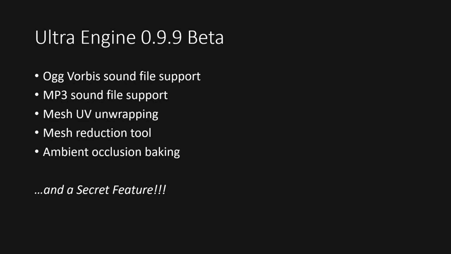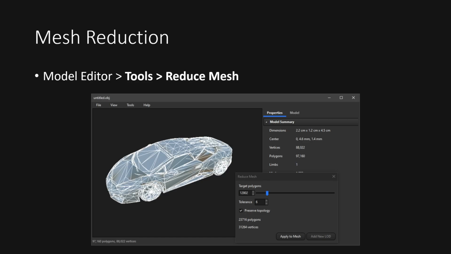Okay, so the first 3 just work as you would expect them to. With Ogg Vorbis and MP3, you just call load sound, and they just work perfectly. For mesh UV unwrapping, if you go to the tools menu in the model editor interface and select UV unwrap, you can UV unwrap the first or the second channel. Let's get to mesh reduction.